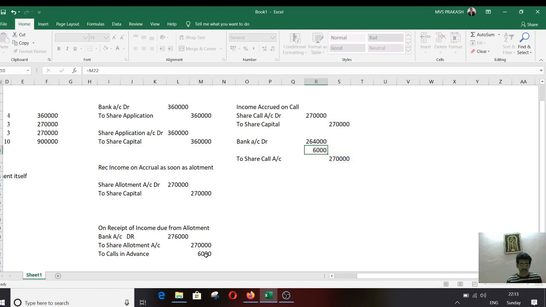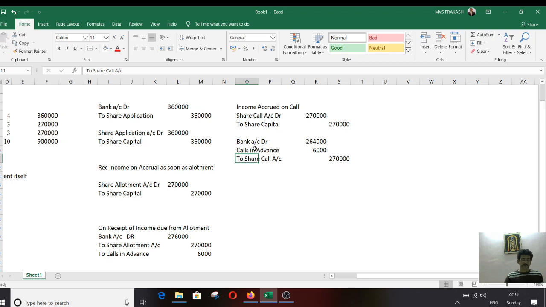2,70,000 minus 6,000. This is the balance amount which I am going to receive. So ultimately, calls in advance is adjusted against the calls, because this particular shareholder had paid 3 rupees in advance. Now what will I do? Till that point arises, I will put that separately under calls in advance. Once the time arises, I will remove that from the calls in advance and add it to my share call. That's the accounting impact which will be created. That's what is called calls in advance.